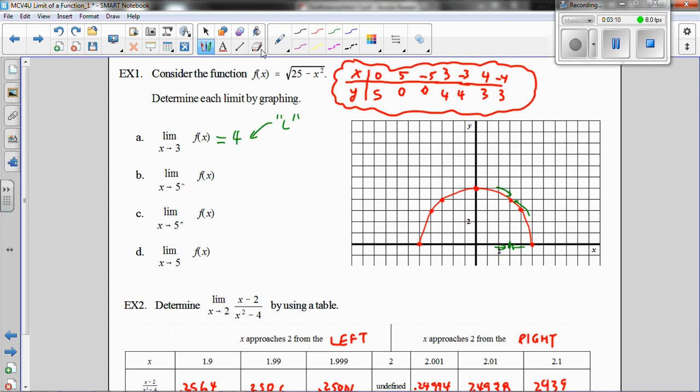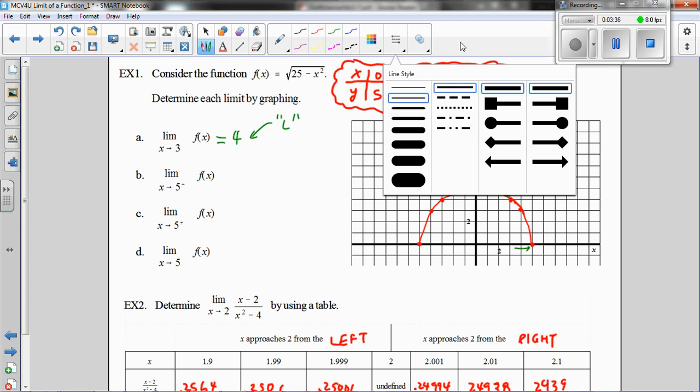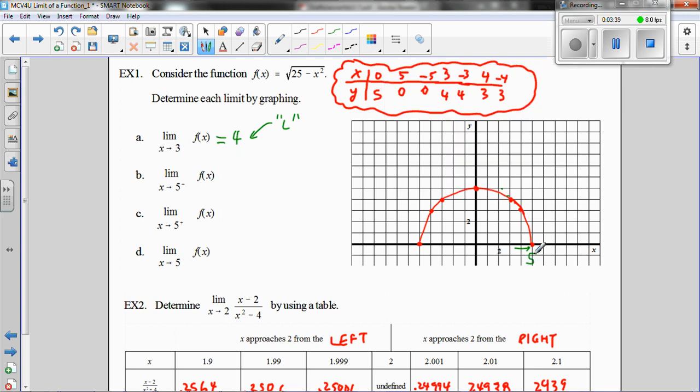Now, x approaches 5, and that little minus, remember, means from the left. So x approaches 5 from the left. This idea now, x is getting close to 5. Well, what's the function doing? And I kind of goofed up my graph there, but I'll fix it. What's the output doing? When x gets close to 5 from the left, what are the output values doing? Well, they're getting close to 0, aren't they?